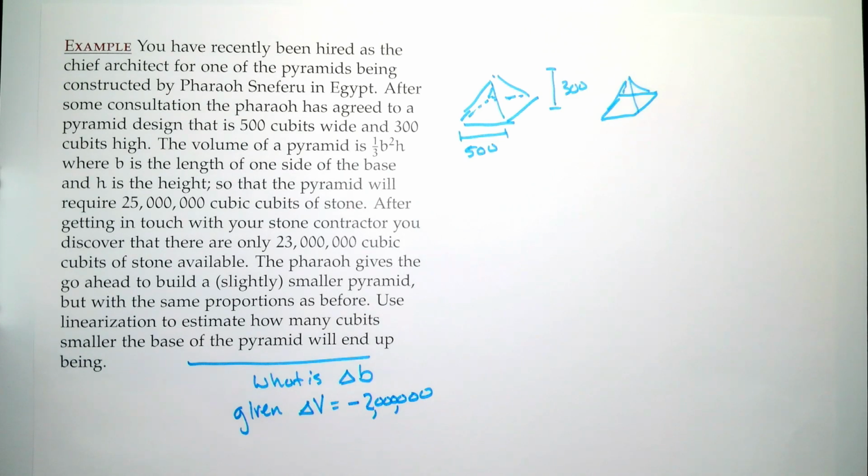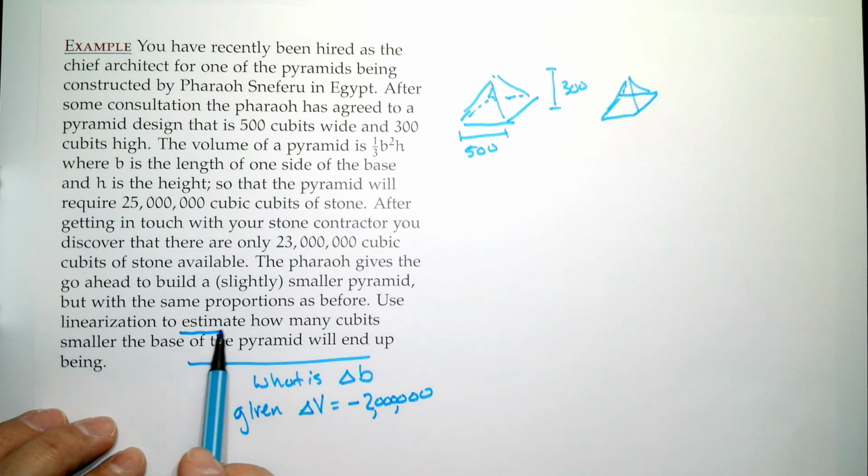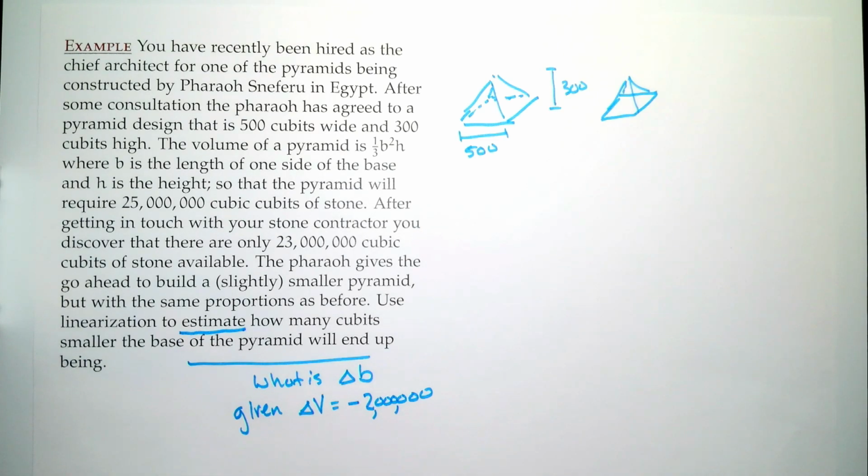We want to find out what is the change in base approximately, and again it's an estimate, and you might say, how do we know it's an estimate? Our key is that they used the word estimate. That sort of gave it away that it's an estimate. So we want to estimate what is this change in the B, the base, given that we know the change in the volume.